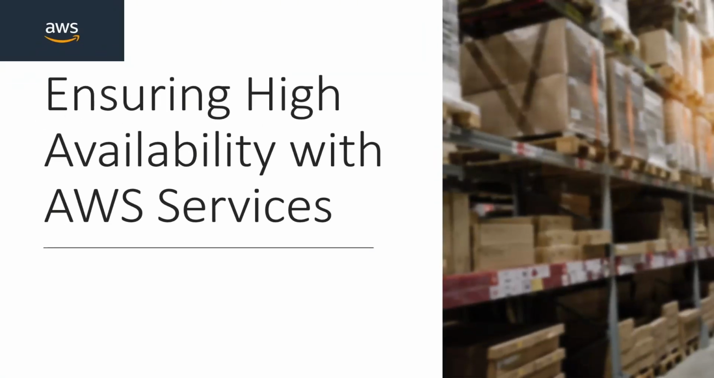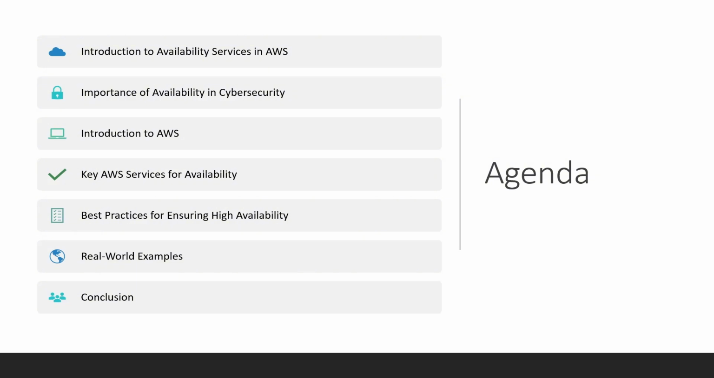In this session, we are going to be discussing how to ensure high availability with all of the various AWS services. And by way of an agenda, we are going to be introducing availability services in AWS. We'll look at the importance of availability in cybersecurity. We'll look at some of the key services for availability. We'll talk about some of the best practices we need to bear in mind. We'll look at real world examples, and then we'll wrap it up before we dive into the console to practicalize some of the things that we will be discussing.